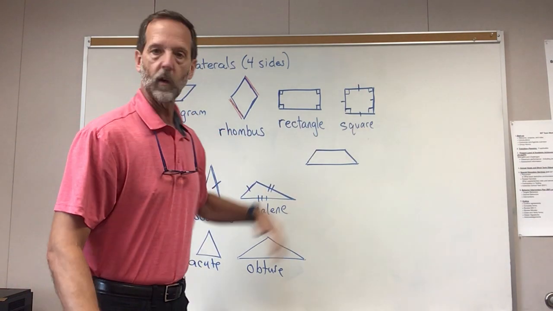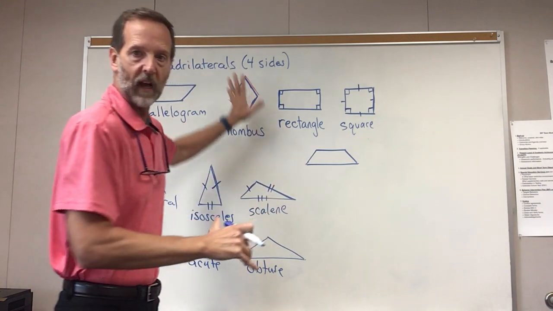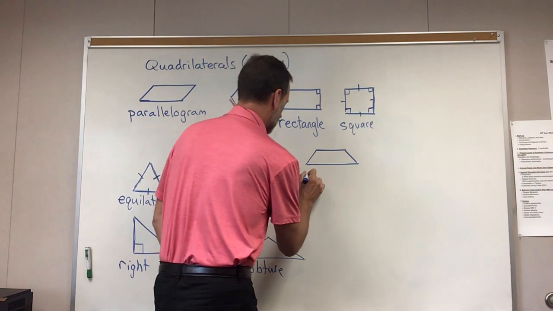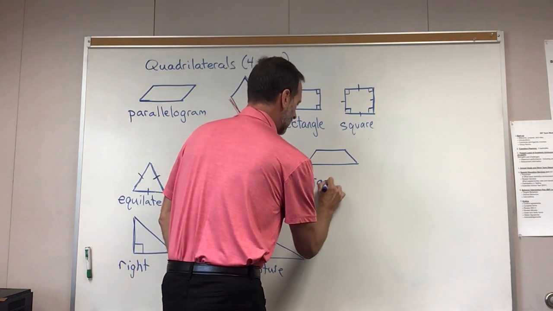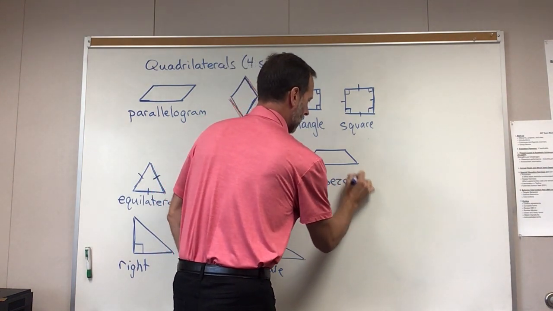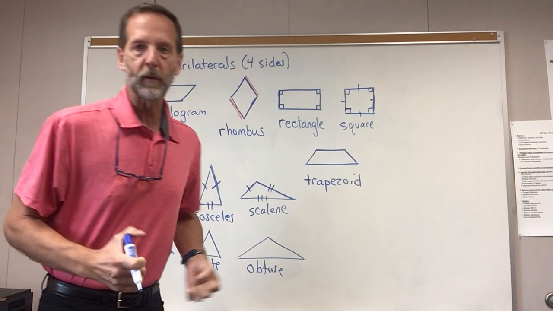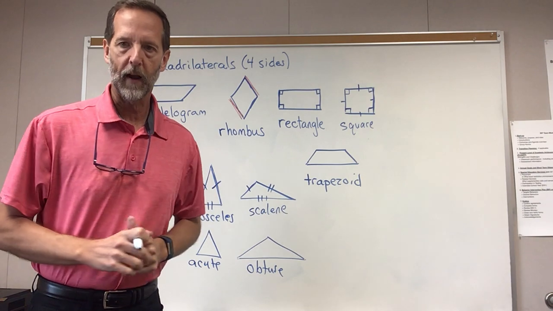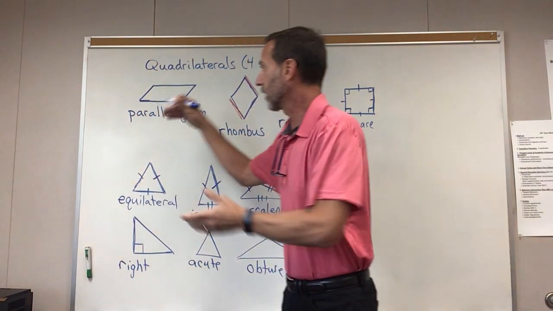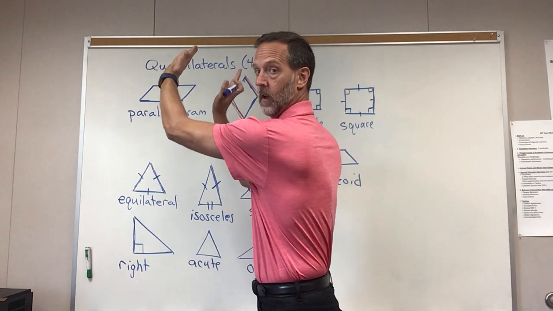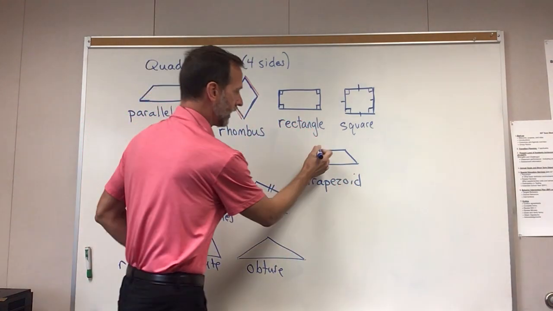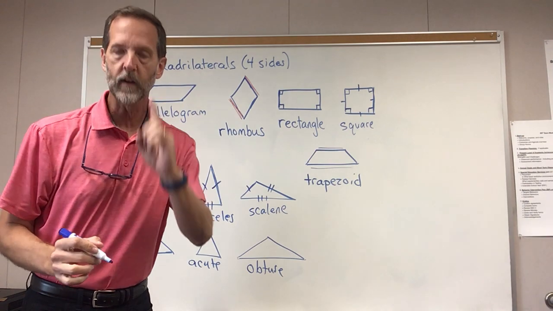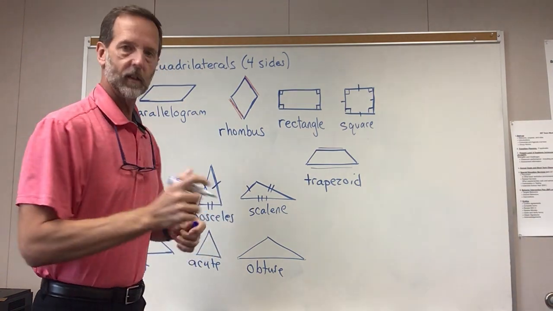Okay, so it has its own name besides quadrilateral. It's just this, and this is called a trapezoid. All right, and the definition for a trapezoid, what makes a trapezoid a trapezoid? It only has 1 pair of parallel sides. A parallelogram has 2. Okay? This just has 1. The top is parallel to the bottom. Okay? It has 1 pair of parallel sides.